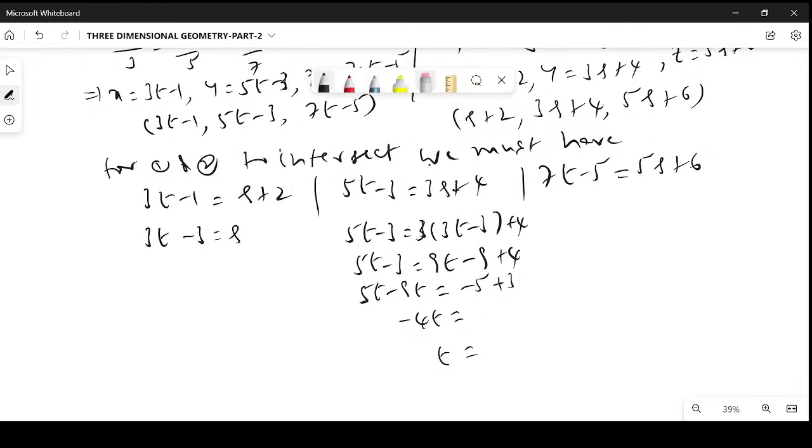I can write the value. This will be minus 2t equal to, it comes 1 by 2. Be careful. When you are doing it, you should be careful. I got t equal to 1 by 2.